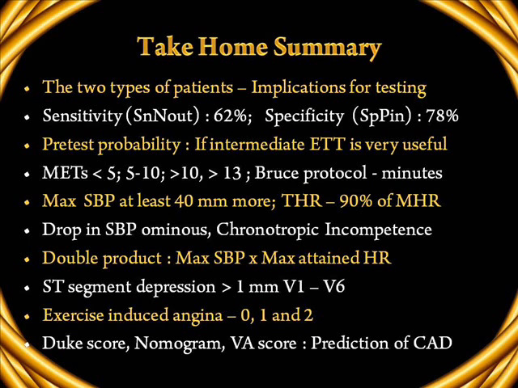or VA score, or using the nomogram of Duke score, and predicting the probability of the disease as very low or intermediate or high. It is important for us to choose which patient should go for ETT. All those who have an intermediate probability only are to be tested for ETT. And the end result has to be classified again as low probability, intermediate probability or high probability, and a recommendation for further testing, medical management or for CAG.